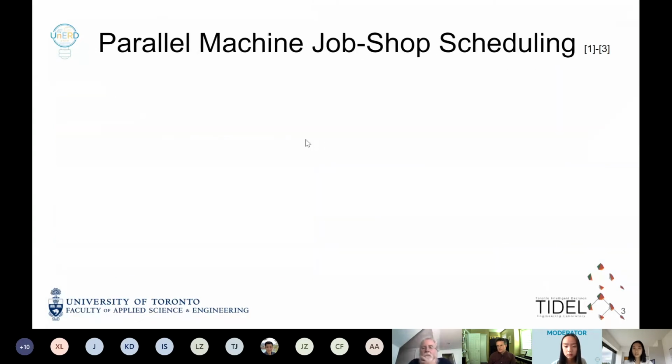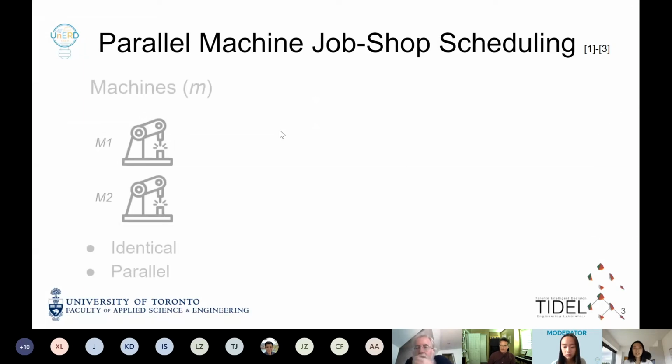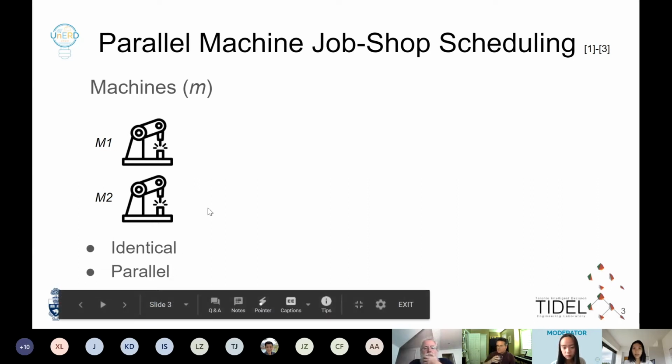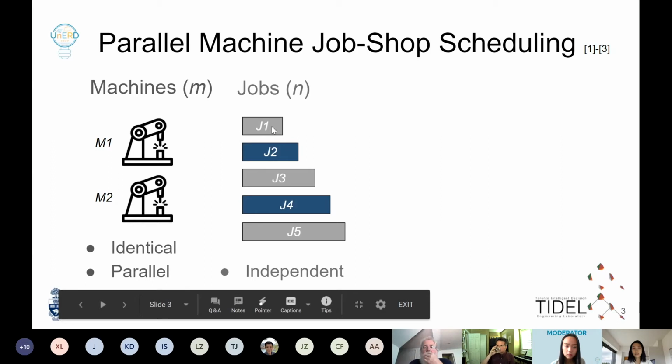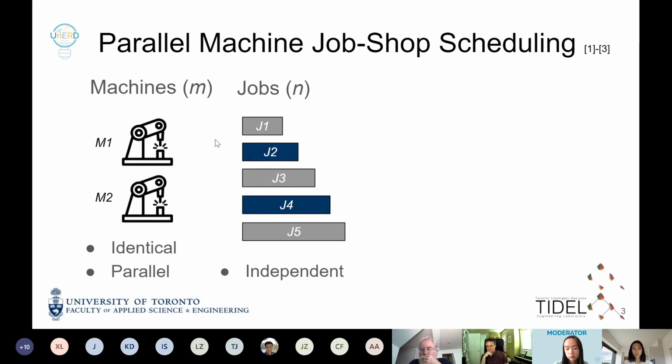Now I'm going to introduce a type of scheduling problem I'm investigating. We're given a set of machines that are identical and parallel, which means they can process different jobs at the same time. And now we're to schedule a set of n independent jobs onto these machines. A job only needs to be carried out on one of the machines, and a machine can only process one job at a time. Each of these jobs has a fixed processing time.